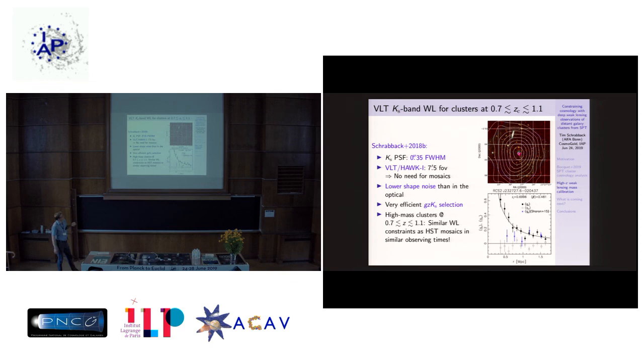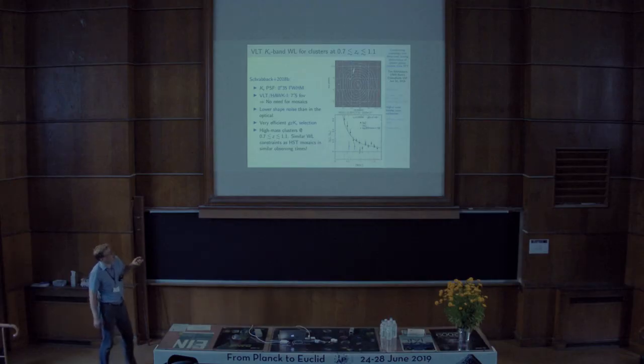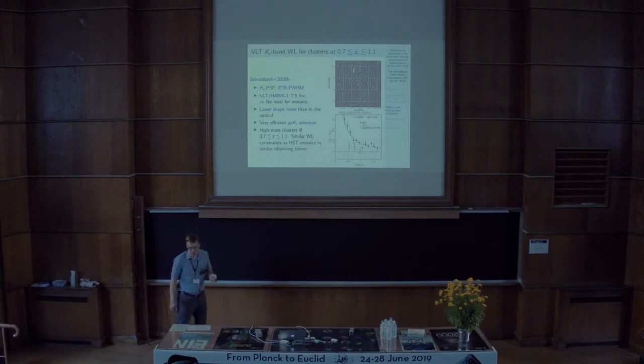You have a very efficient background selection, and it turns out that if you do this approach, it's about as efficient for massive clusters at these redshifts as using HST. So this is our preferred approach for massive clusters at these redshifts now. And this is just a demonstration using one particular very massive cluster, the mass reconstruction, and this is the tangential shear profile I talked about before.